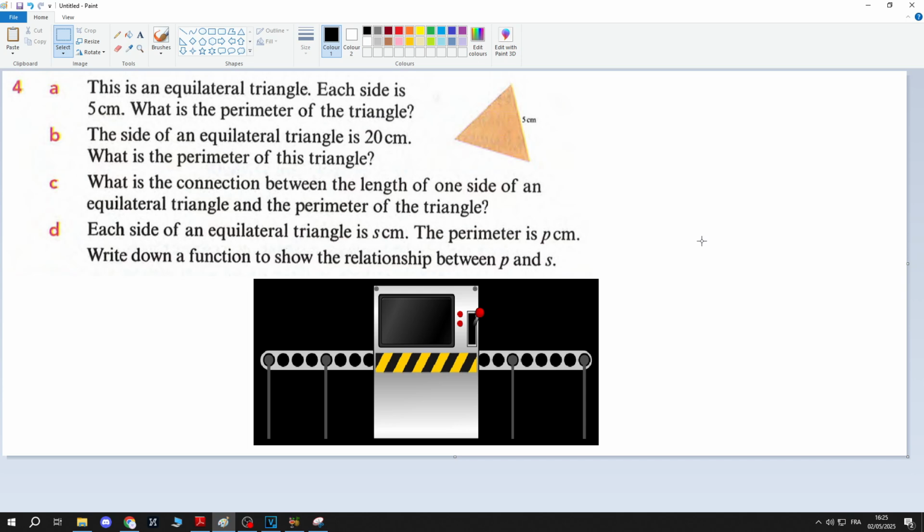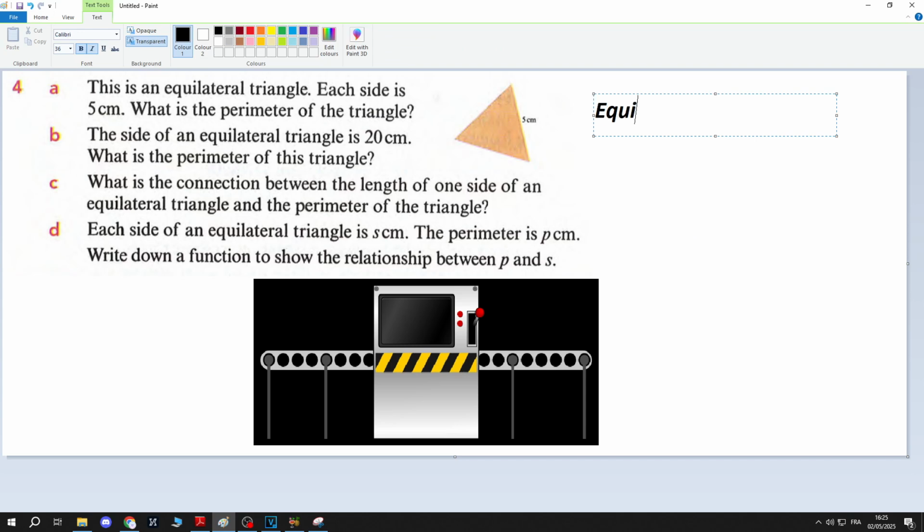So question 4a says, this is an equilateral triangle. And this is what should be going on in your head. As soon as you read the word equilateral triangle, try to remember what an equilateral triangle is known for. And simply enough, equilateral triangle means a triangle has equal sides, right? And they said that each side is 5 centimeters long. So what is the perimeter of this triangle?